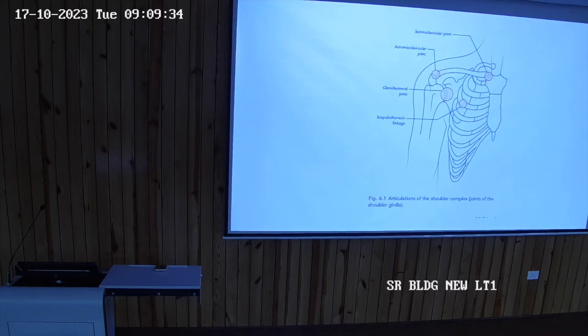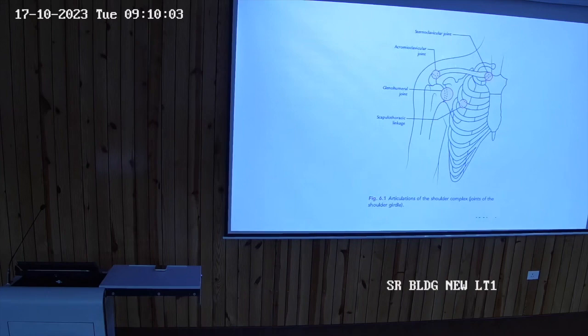So, look here. The clavicle is articulating with the acromion process of the scapula. The diagram is not showing exactly the part of the acromion process of the scapula. So this joint is called acromioclavicular joint. This is the sternum and this is the clavicle. This is the sternoclavicular joint.